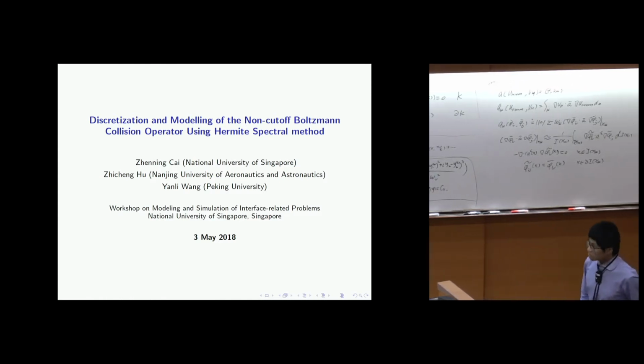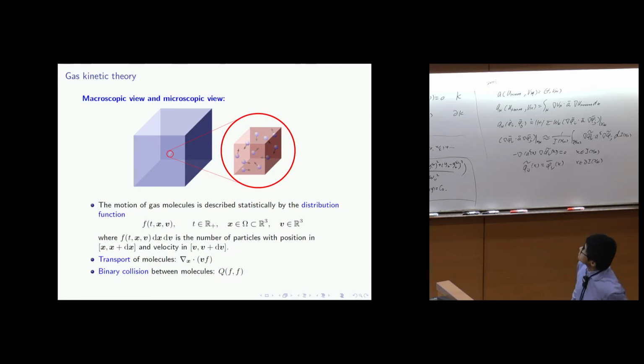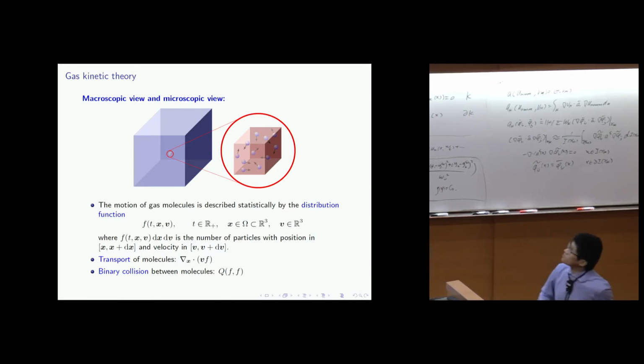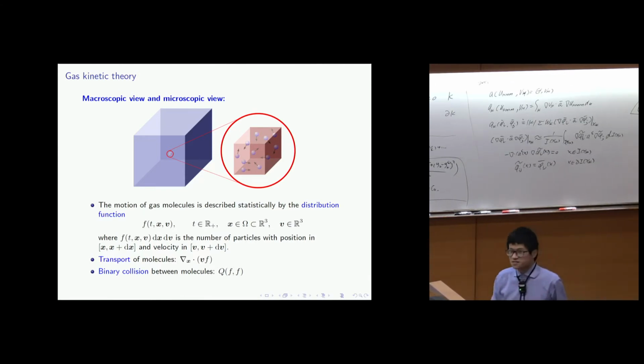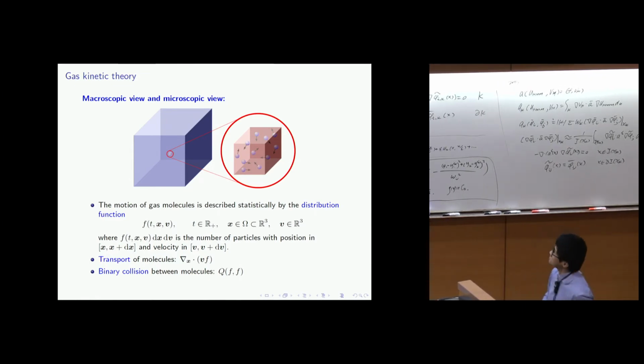And today I'm just going to talk about a very simple numerical method for the non-cutoff Boltzmann equation. This is a very brief introduction of the background. I think it's not unfamiliar to most of you that the Boltzmann equation is a fundamental equation of gas kinetic theory. But I also see a lot of students here, so I use this page to introduce a little bit about the background of this equation.